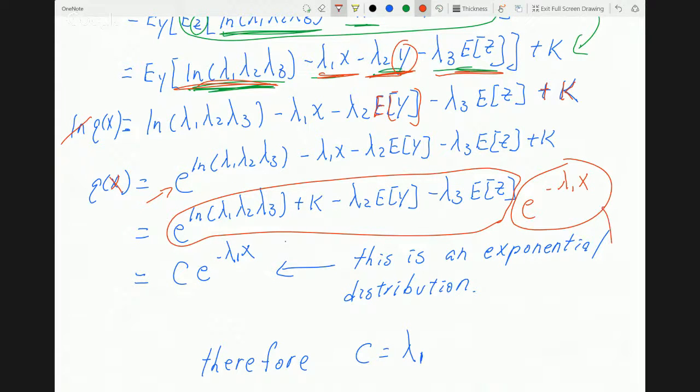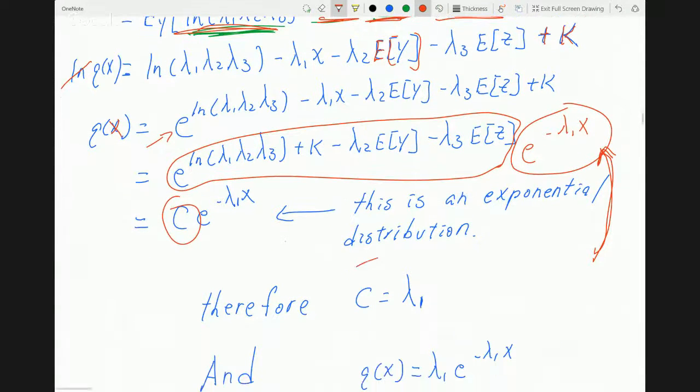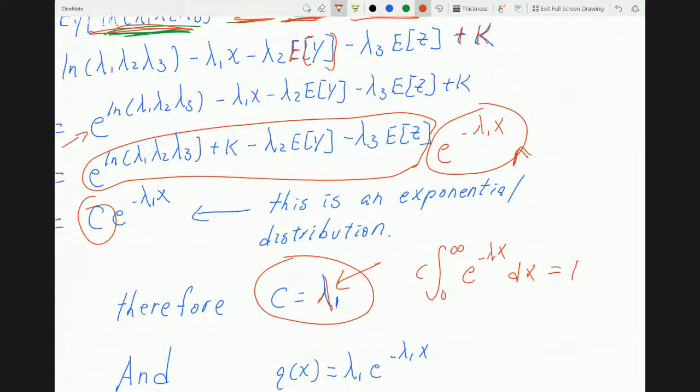Well, you might know from the probability class, a stochastic class, that this here is an exponential distribution. So if this is an exponential distribution, this C must equal lambda 1. This is the only way that the integral from 0 to infinity of e to the minus lambda x dx equals 1. Because this is the probability density function, C must equal lambda.